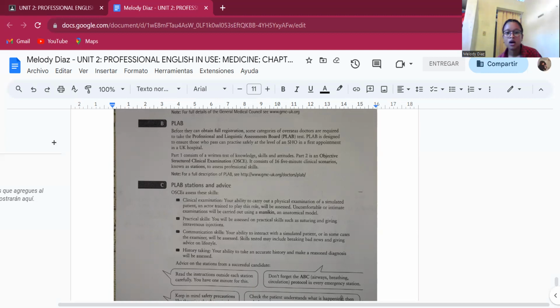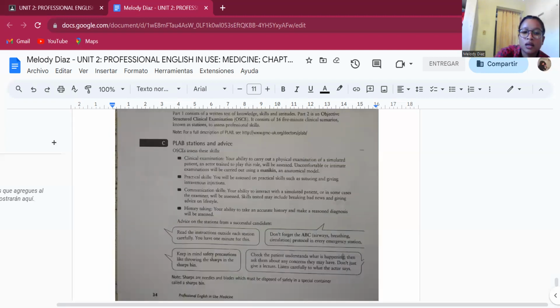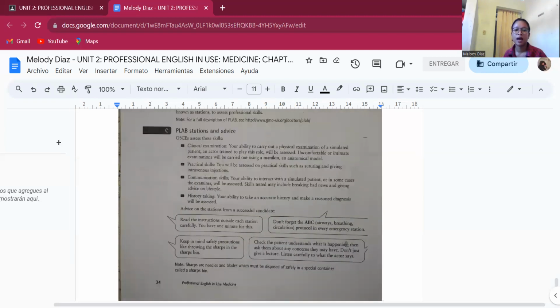It consists of 16 5-minute clinical scenarios, known as stations, to assess professional skills. Letter C, PLAB stations and advice. OSCEs assess these skills.